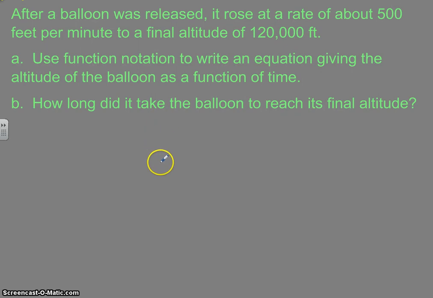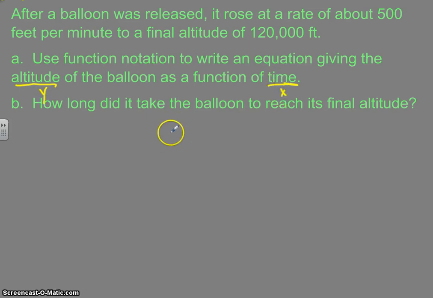After a balloon was released, it rose at a rate of about 500 feet per minute to a final altitude of 120,000 feet. Use function notation to write an equation giving the altitude of the balloon as a function of time. Okay, so function of time, that is the variable inside the equation. Altitude is y. Okay, altitude is a function of time. Y is a function of x. Altitude is y. Time is x.